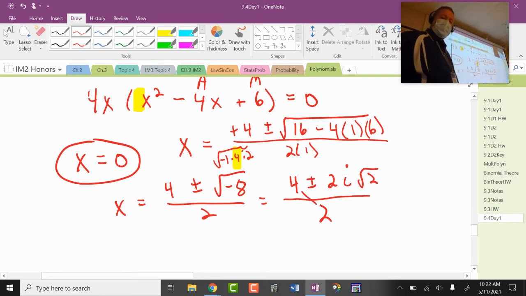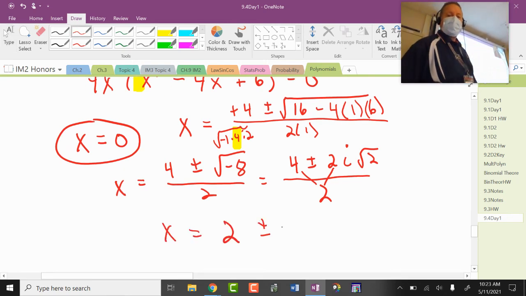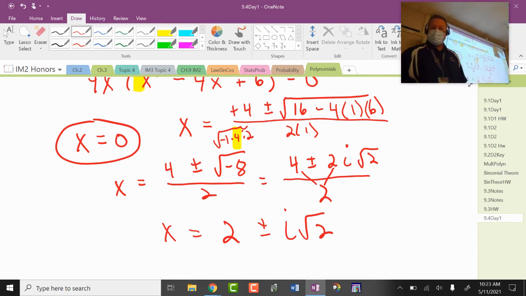No, you do not just divide 4 by 2. You actually separate this into 2 separate fractions in your mind. That's really what's happening. It's 4 over 2 plus or minus 2I root 2 over 2. So that's how you simplify this, which is 2 plus or minus 1 root 2 times I. I did catch myself and say that correctly. I just switched the root 2 and the I, if you caught what I said there.